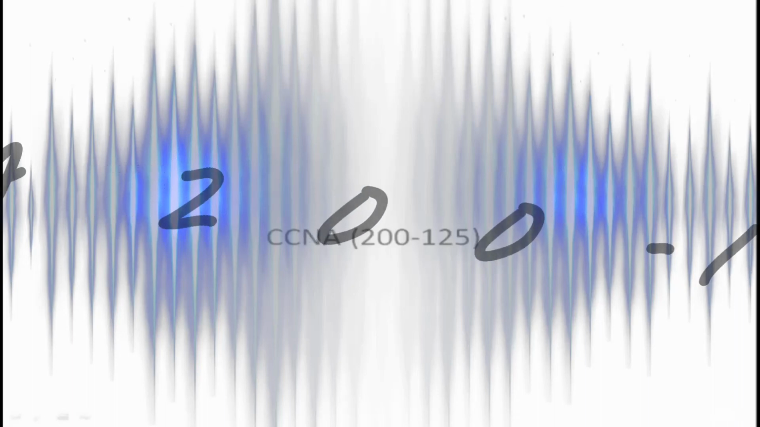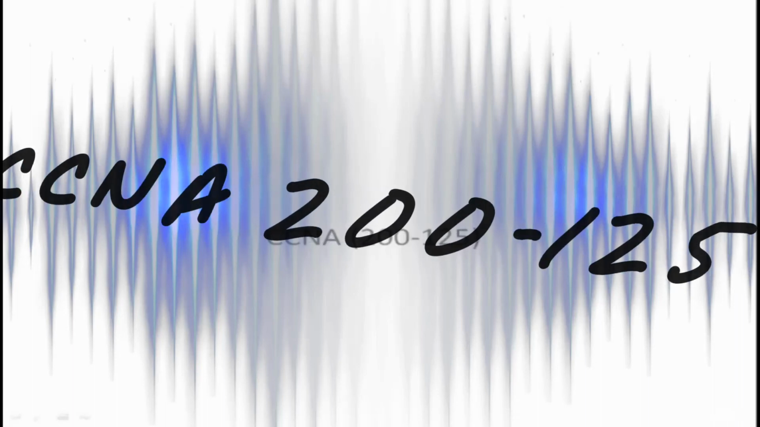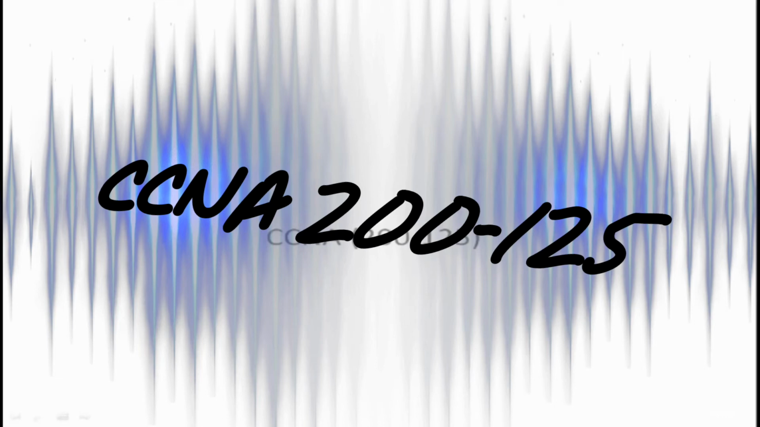Today we are starting our session of CCNA, that is Cisco Certified Network Associate, and the exam number is 200-125. So before we start CCNA, first we will go through basic networking. So what is a computer network?